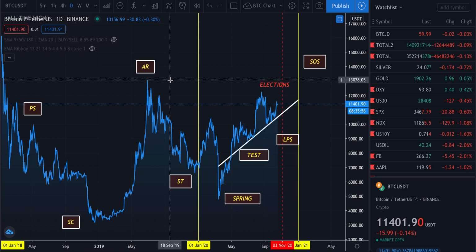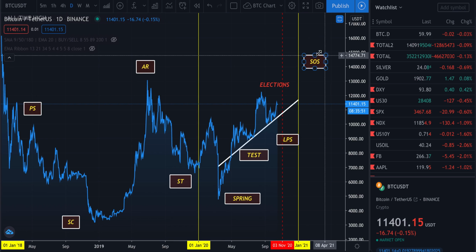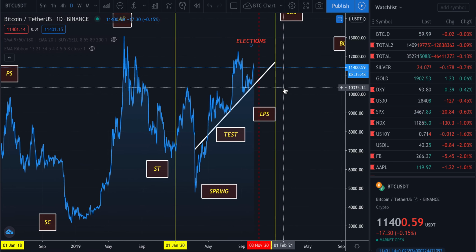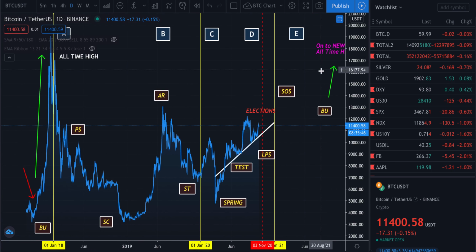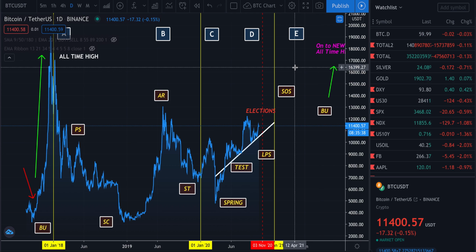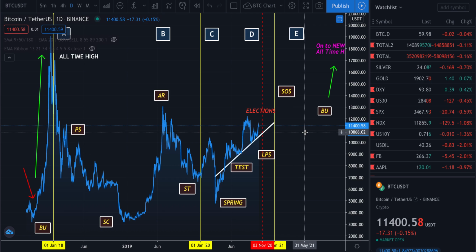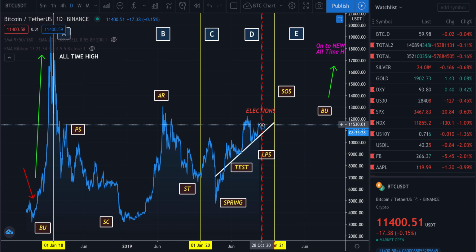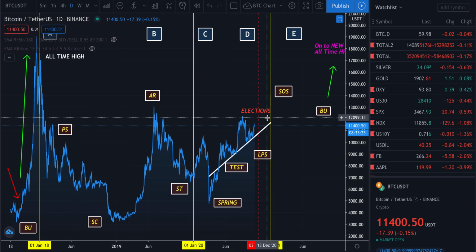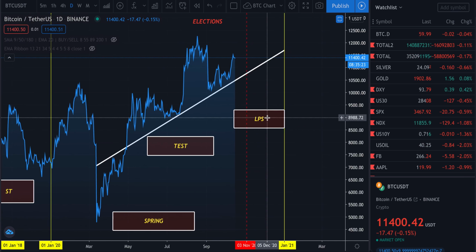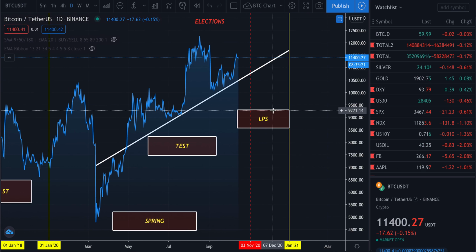Now, in my opinion, I believe that when we break through the range of this automatic rally, meaning that we close daily candles above 13,000, that's when we can say that we're in this SOS phase. Now, the SOS phase can go as high as 16,000, and I would say 16,000 is about as high as we'll get for the SOS, unless we just enter a parabolic bull market. I don't think we're quite there yet, but I'll break it down a little bit more and explain why this red dotted line is so important. So the red dotted line is the elections. Now, the phase I believe that we're currently in is the LPS phase.